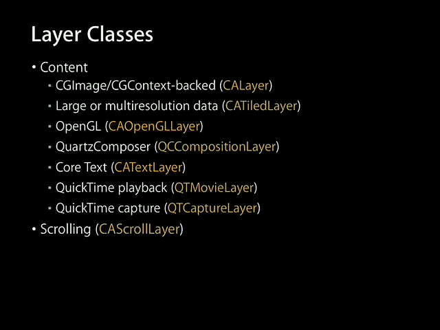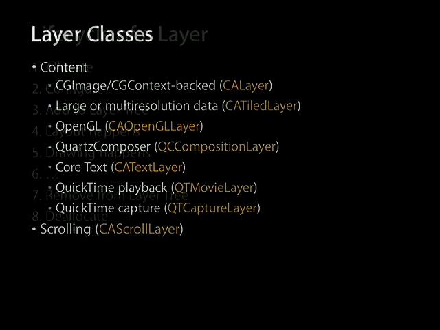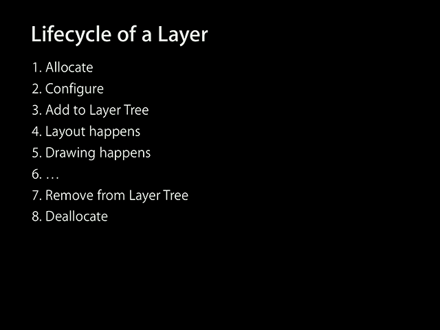So we talked a bit about mixing content. And the way we do that largely is by defining a bunch of different subclasses. The CA layer is great for doing the standard kind of image-based CG context-based drawing. But if you want larger data, which actually is bigger than the graphics cards can support, then you typically have to use the tiled layer. Or if you want OpenGL data, you have to use the OpenGL layer, and so on. Oh, I should say that the scrolling layer is just some convenient things for scrolling.